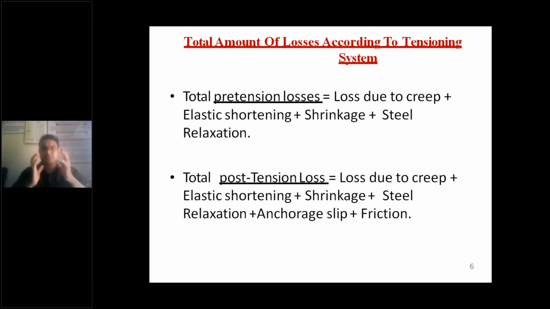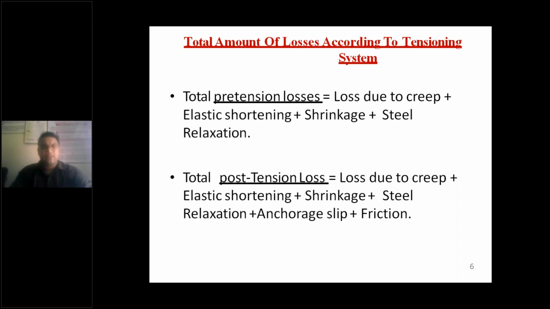So now our major target is to calculate the individual losses based on some empirical formulas. How to calculate creep loss, elastic shortening loss, shrinkage loss, relaxation loss, anchorage slip loss, and friction loss. This is what we are individually supposed to know. So this is about the total losses, which give you the effective stress involved in the concrete.